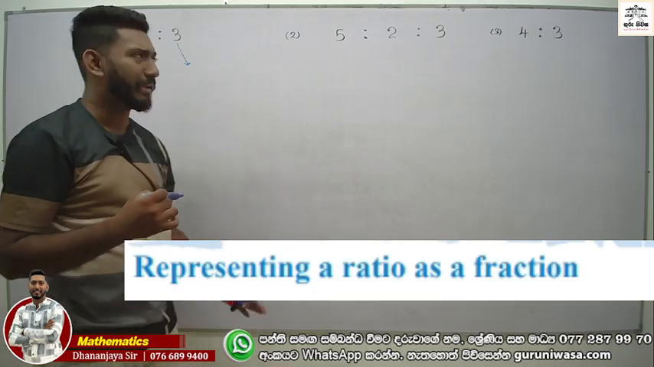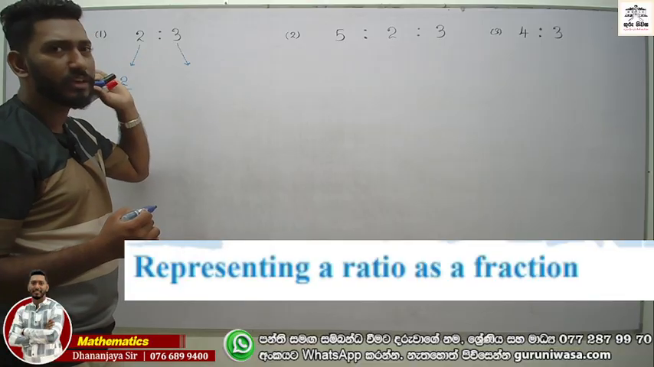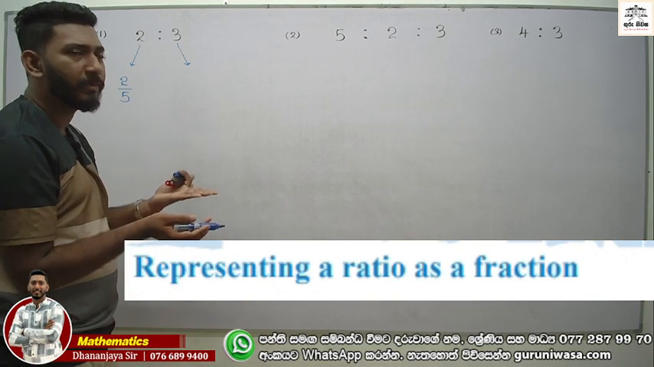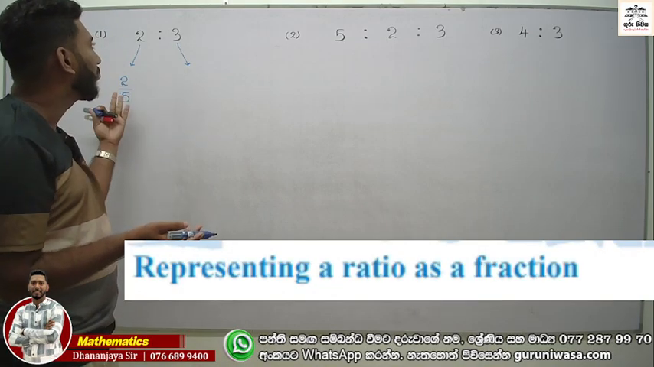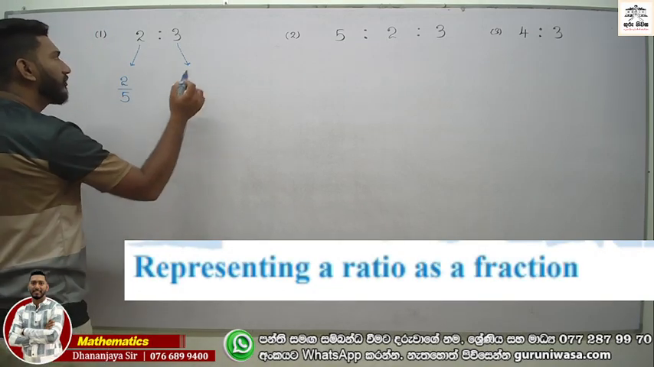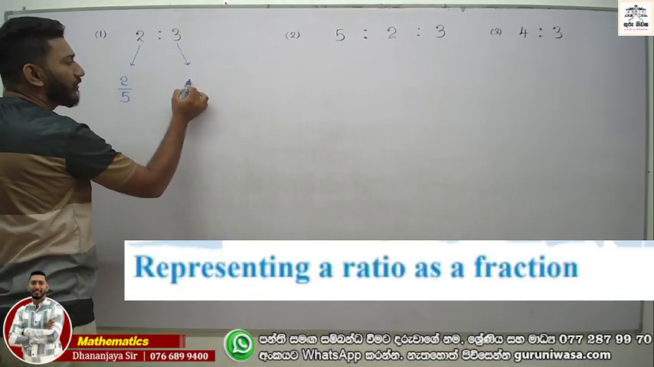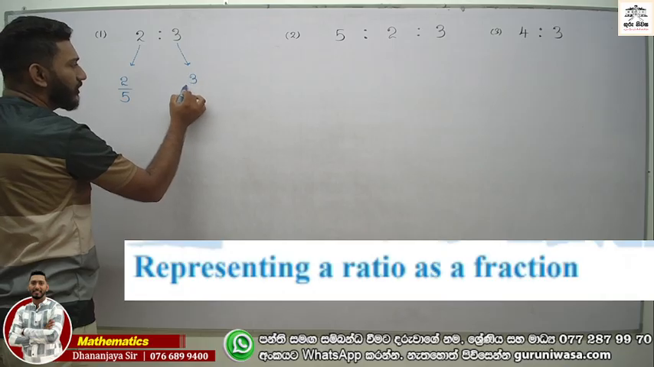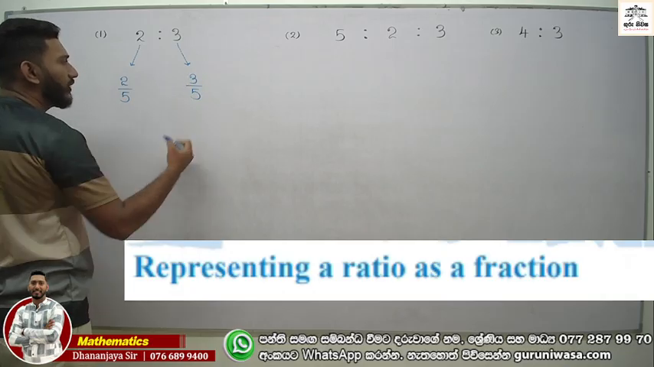Right? This one has two, and this one has three. Totally we call it 5. Therefore 2 out of 5. Now tell me what is the answer, the representing value for this one? What is the answer? 3 over 5. Yes, 3 over 5.